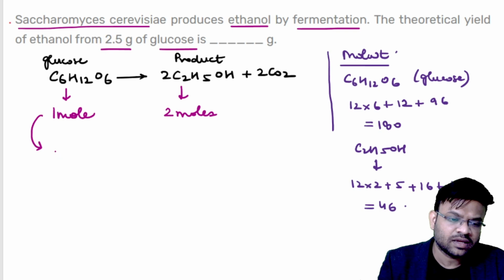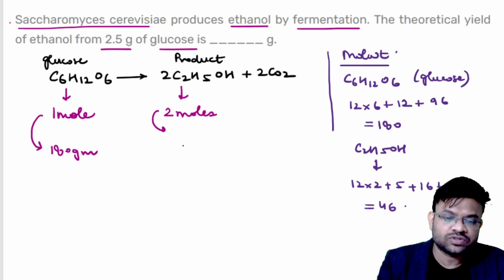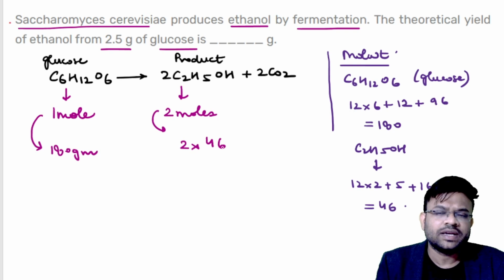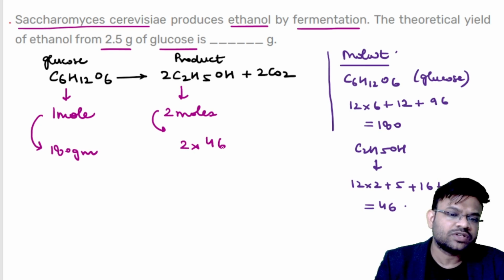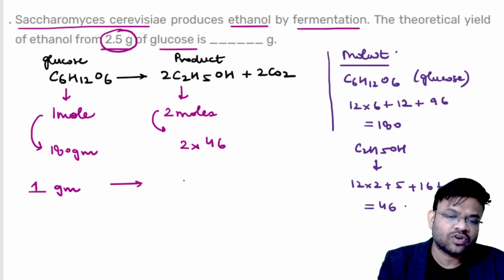So 180 gram is actually giving you 2 moles. So 2 into 46, I can write it down like this, 2 into 46. So 180 gram is yielding 2 into 46 gram of ethanol. So how much glucose are we talking about over here? 2.5 gram. So you can calculate for 1 gram of glucose how much ethanol can be formed. So 2 into 46 divided by 180.